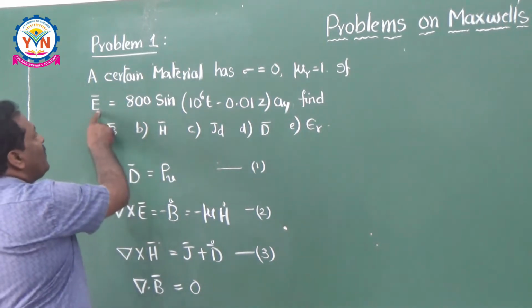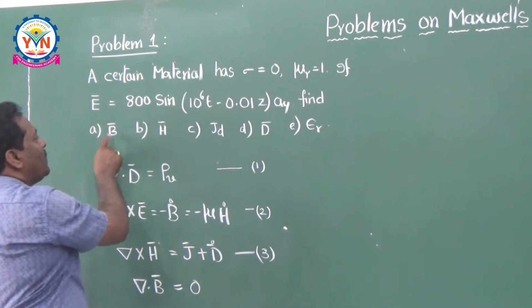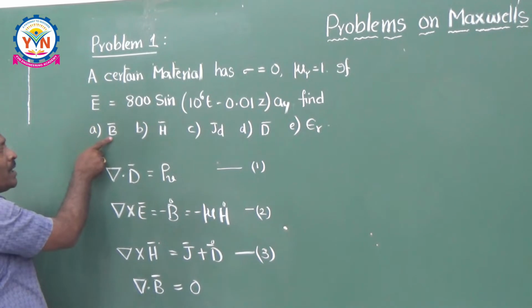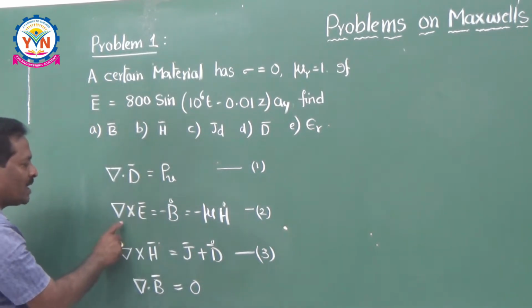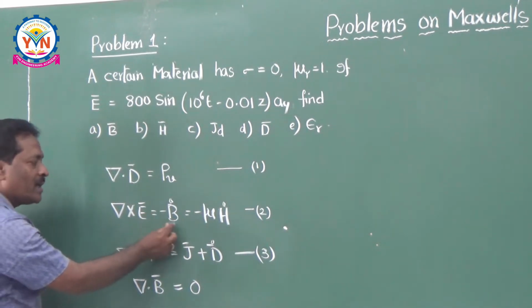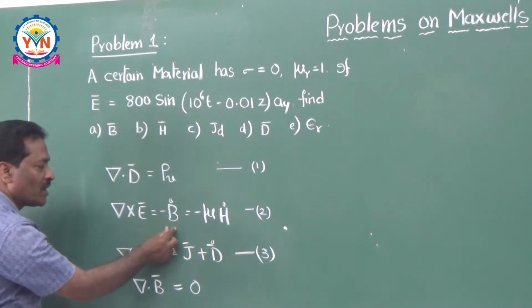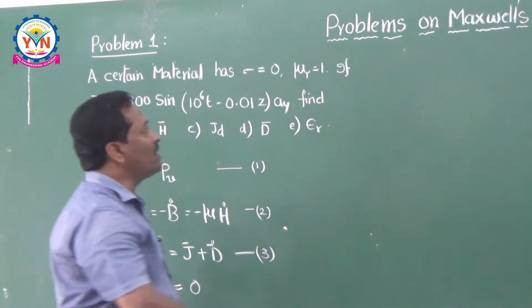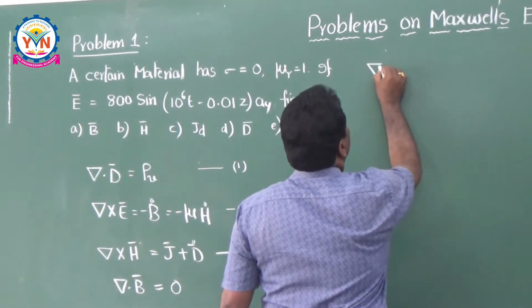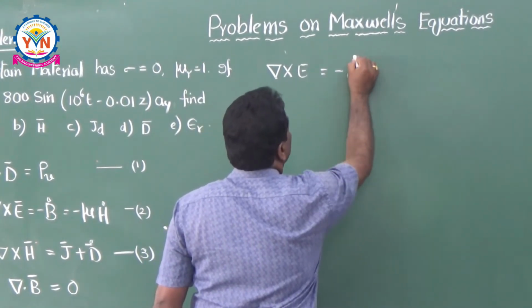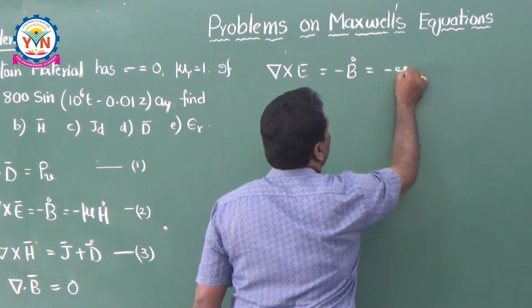Now, he has given E bar and he is going to calculate B bar here. That means there should be a relation between E bar and B bar, electric field and magnetic field. So, you pick up that relation, del cross E bar is equal to minus B dot. This relation gives the relation between electric field and magnetic field, and since I want B bar, try to use this equation. So using the second equation, del cross E is equal to minus B dot, that means minus dou B by dou T.